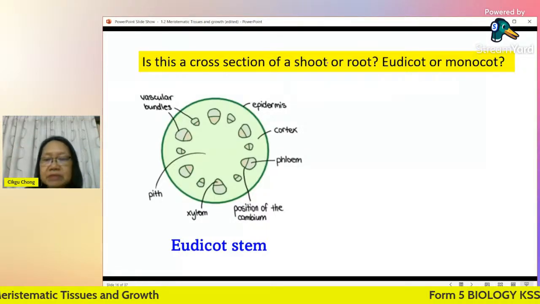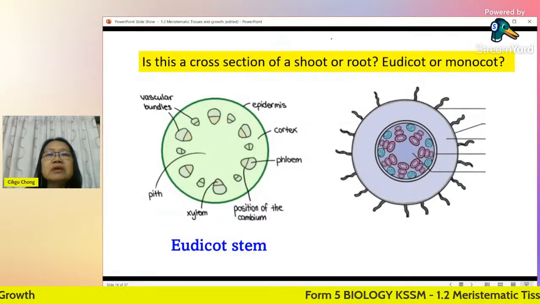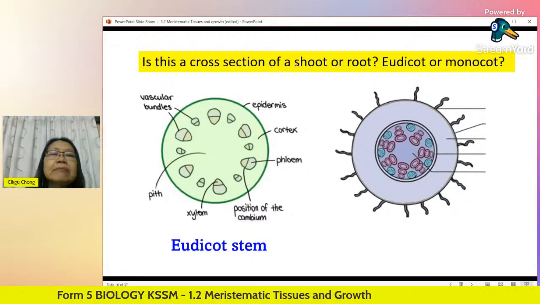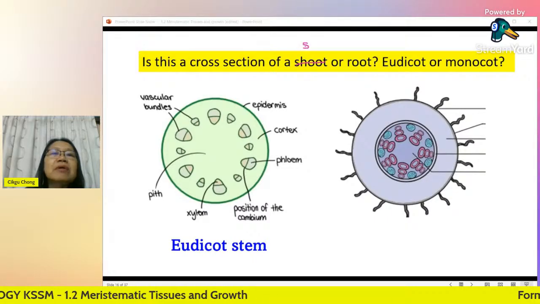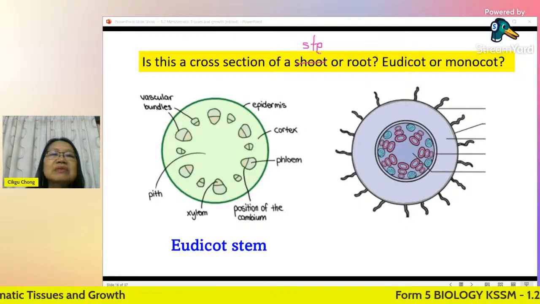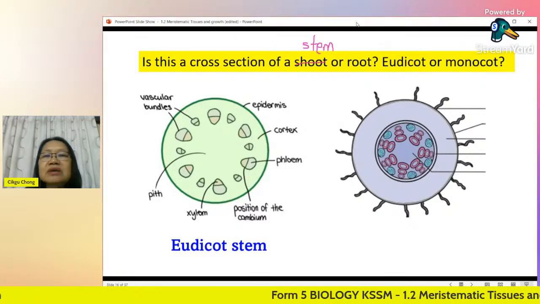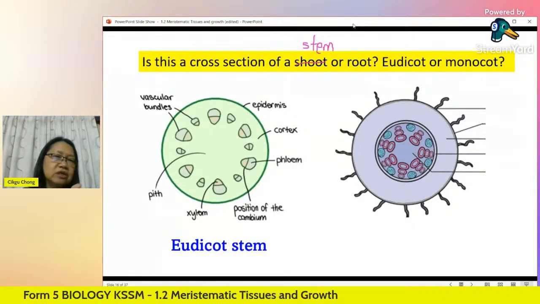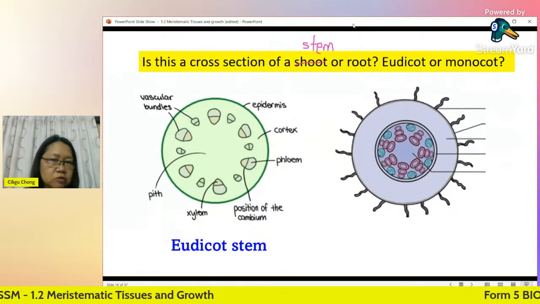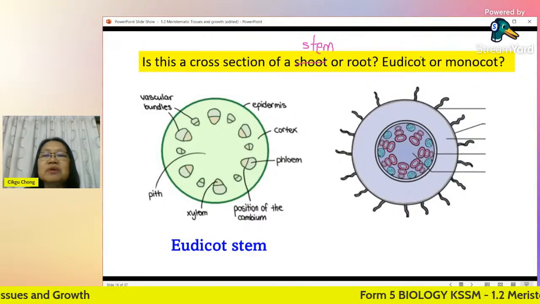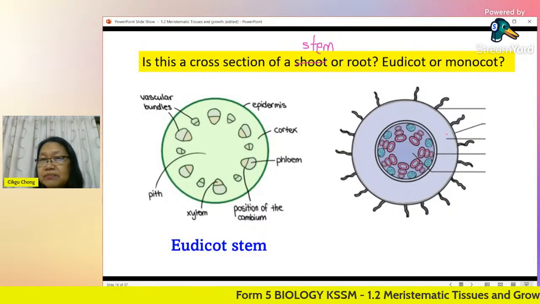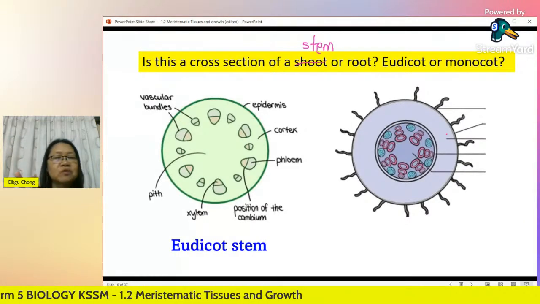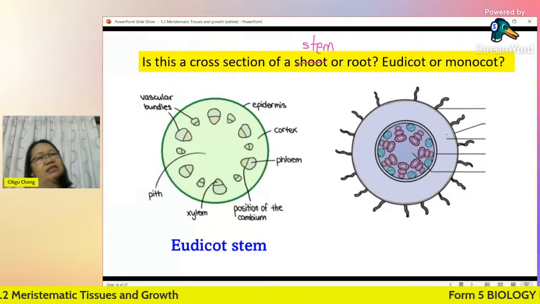Another picture. Can you tell me whether this is a stem? It should be stem. And Lynn, you can try another one. So what about this? Just give me two words: whether eudicot or monocot, and whether stem or root. Look properly. First of all, ask yourself, is there pith? Because the existence of a pith will tell you whether it is eudicot or monocot, whether it's a stem or a root.